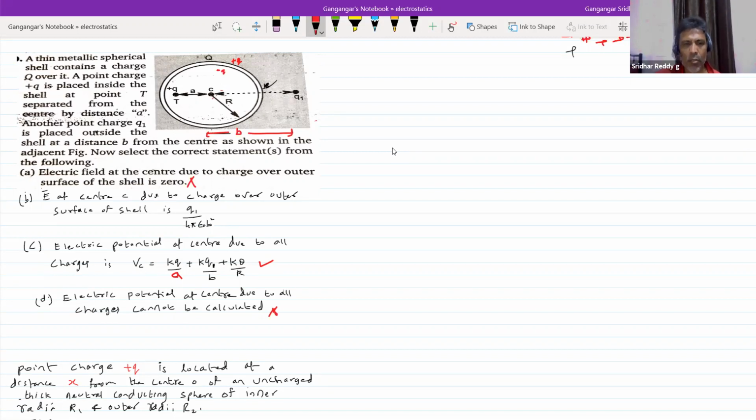Minus q plus q. The total charge on the outer surface will be capital Q plus small q. The inner surface charge will be minus q, and it will be a non-uniform charge distribution again. So it is justified to write this answer.